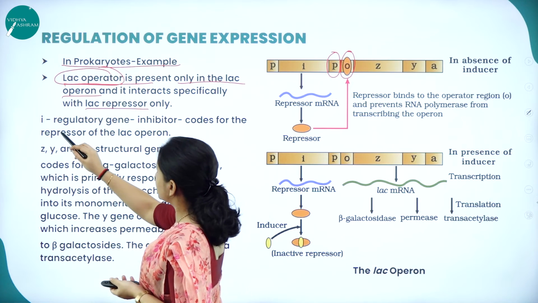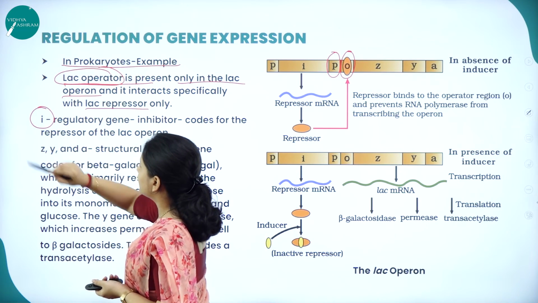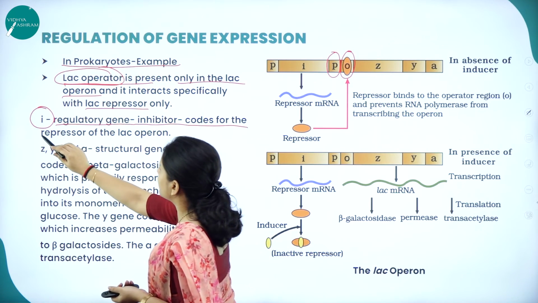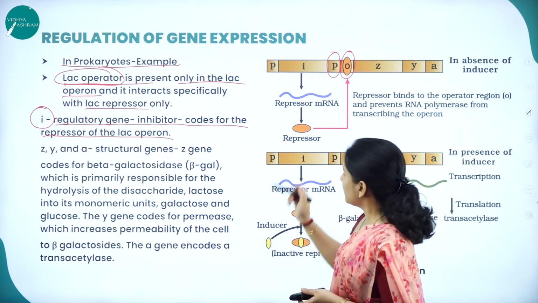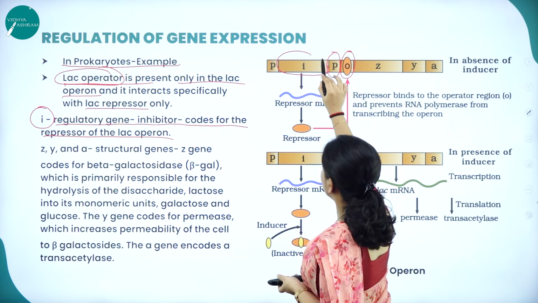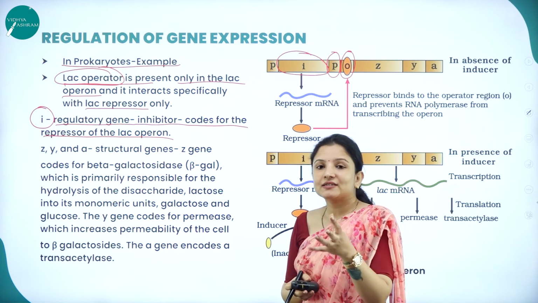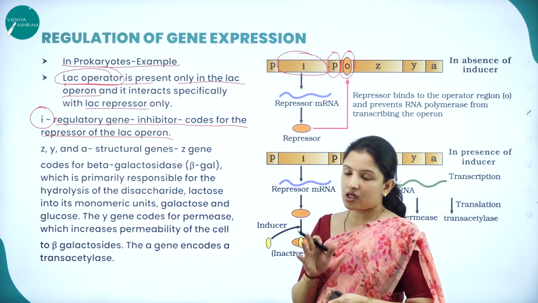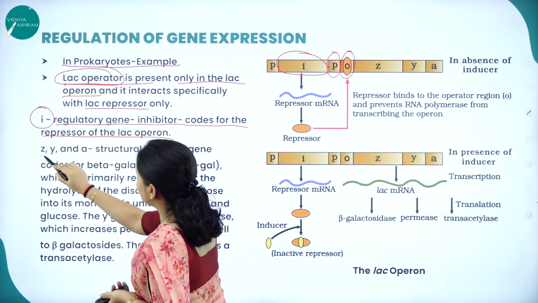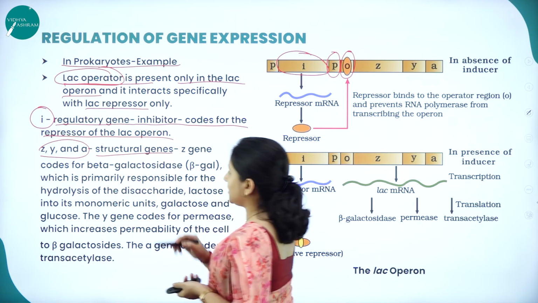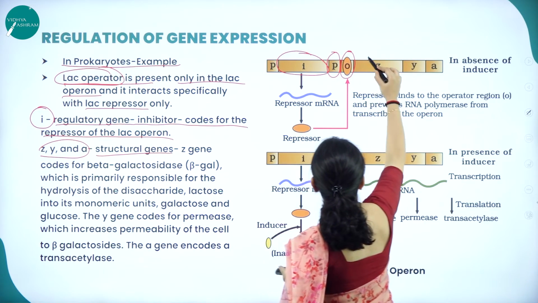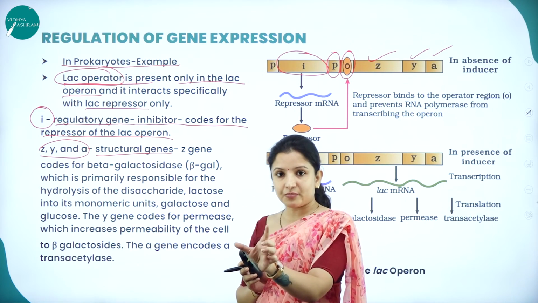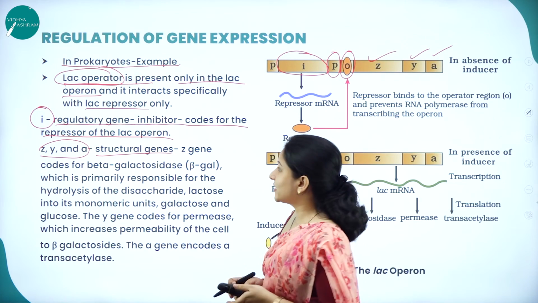So here there is a region called I. That is the regulatory gene, the inhibitor, which codes for the repressor of the Lac Operon. A repressor means something that suppresses something, right? So the I region is the inhibitory region. Next come Z, Y and A, which form the structural genes, because after the promoter region, structural genes are present on the transcription unit. We had studied that, right?